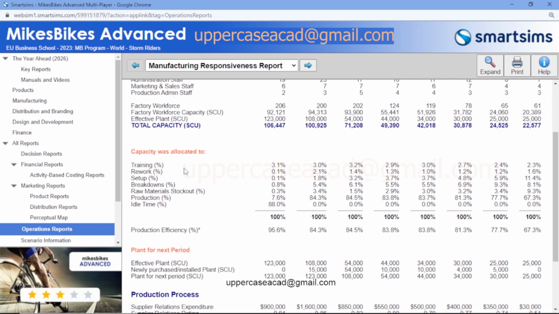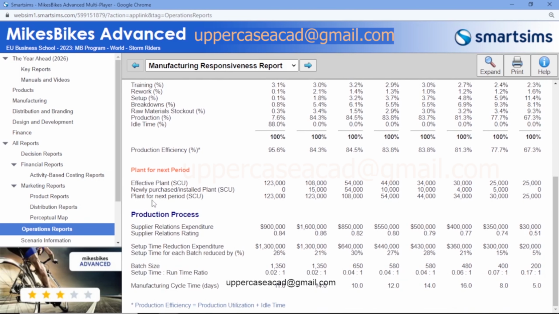It just shows you where the capacity is going, because in this part there are some areas where you need to increase the capacity allocation, and sorry, there are some parts where you need to reduce the capacity allocation, because this will increase your production efficiency. So if you look at my raw material stock out, I think I should be reducing it, and also the production percentage I should be increasing.